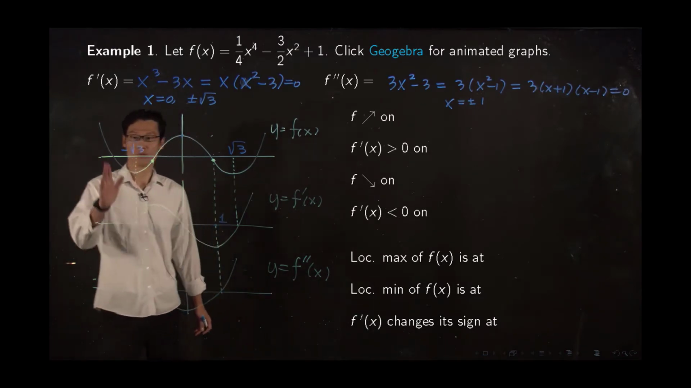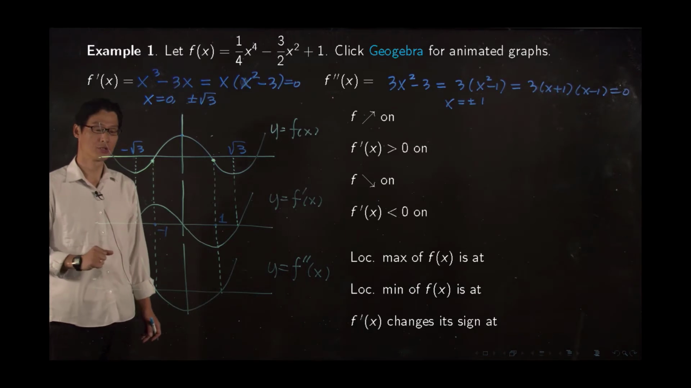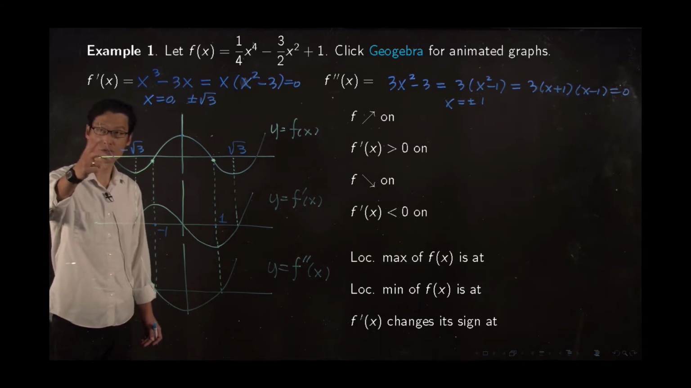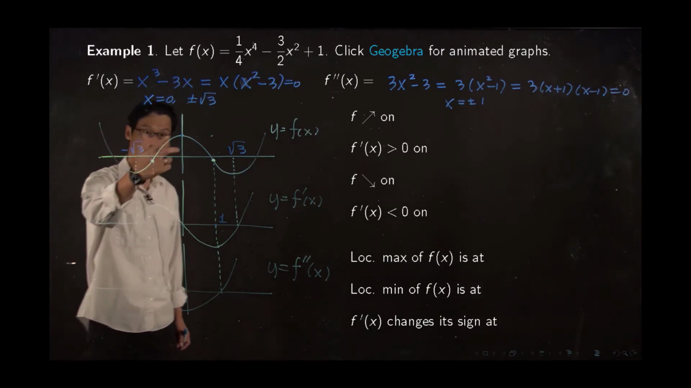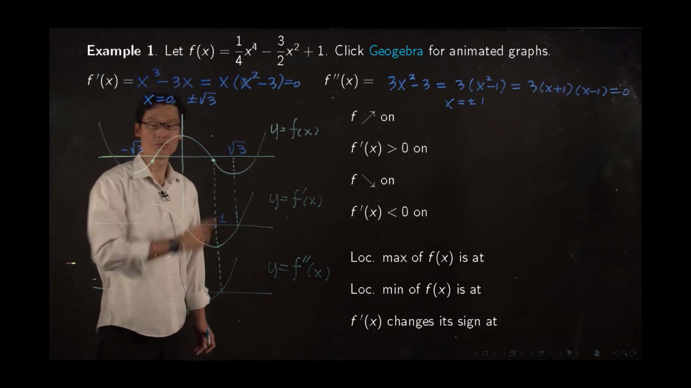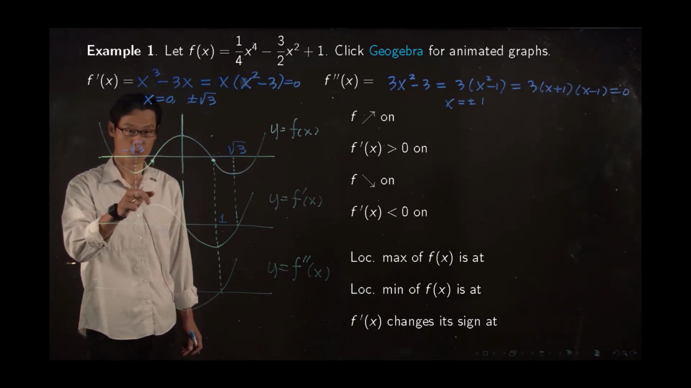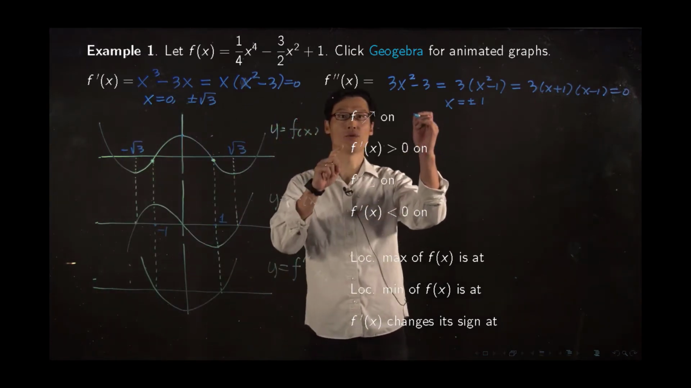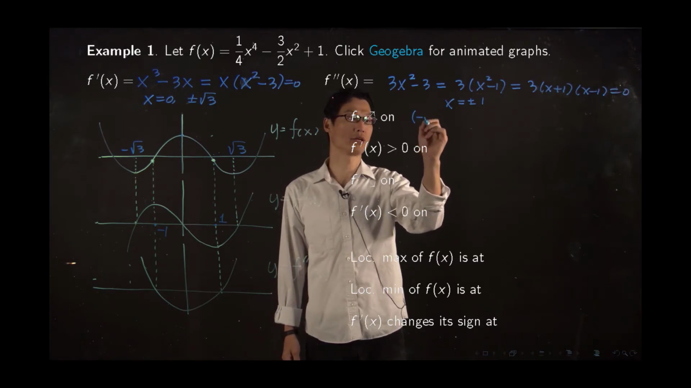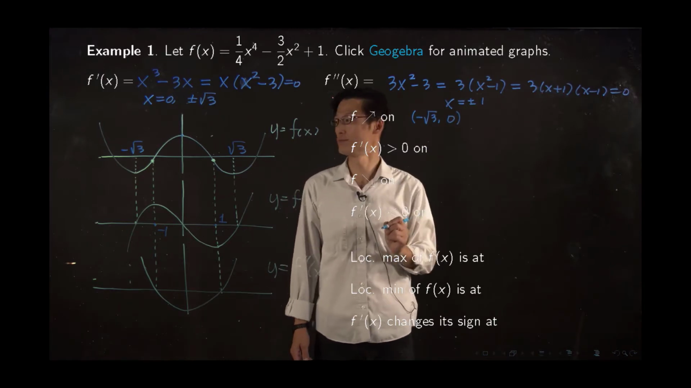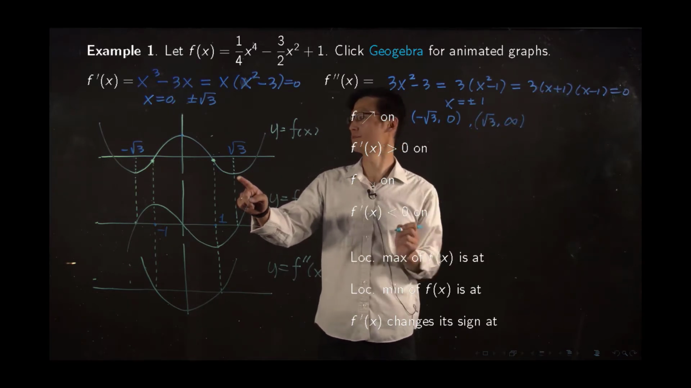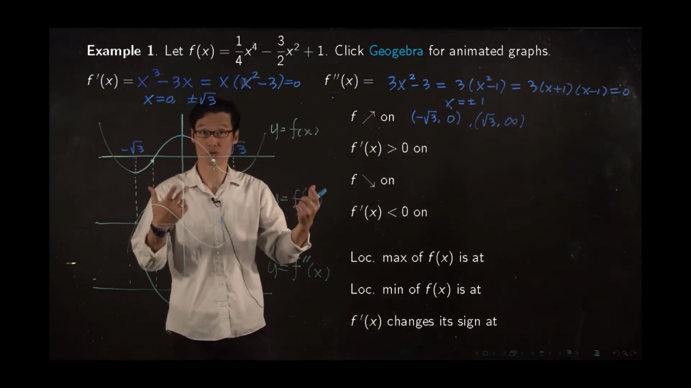Okay, so comparing three graphs, we will examine how the derivative of this function affects the graph of this function. So first, our function increases from negative square root 3 to 0. Let me write this down. This arrow means f is increasing on the interval from negative square root 3 to 0, and then from square root 3 to infinity. So we have two intervals where our function increases.